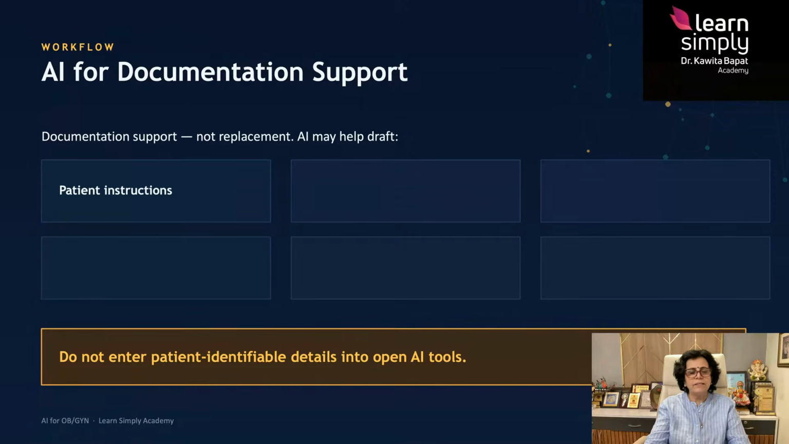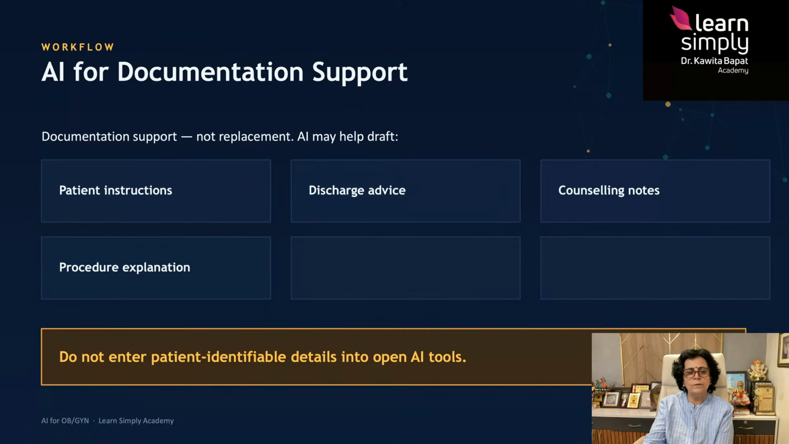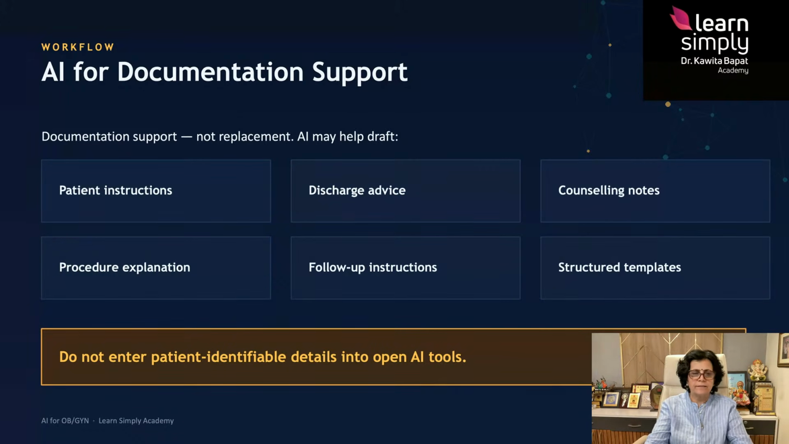For documentation support: patient instructions, discharge advice, counseling notes, procedure explanation, follow-up instructions, and structured templates. Do not enter the patient's identifiable details in open AI tools. This is very, very important. Don't write the name of the patient, age, or where you are operating or what you are doing. It's very, very important.